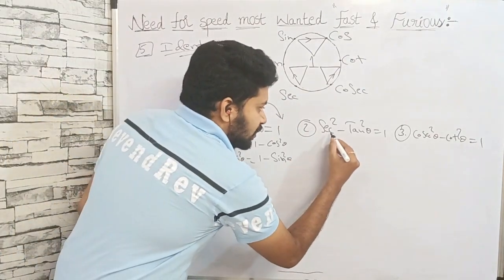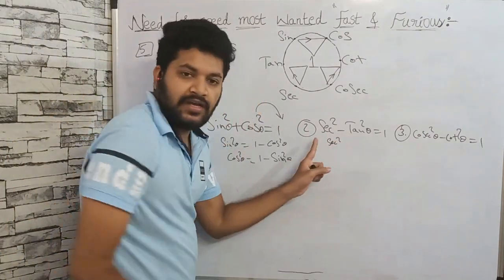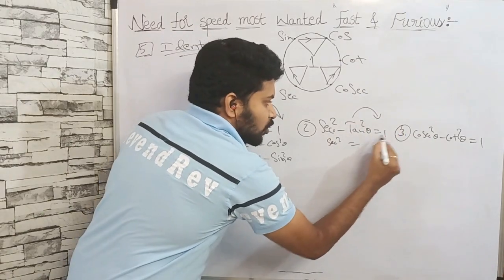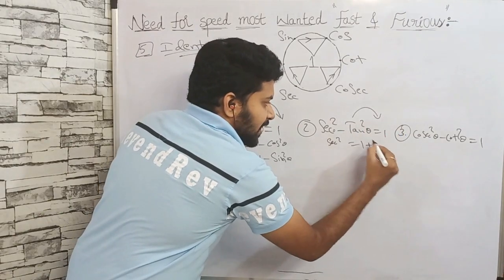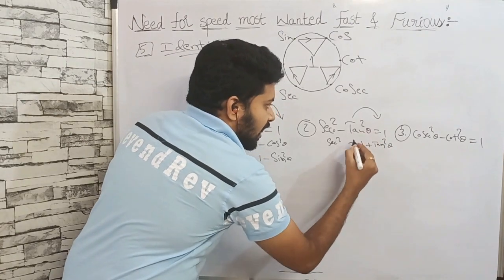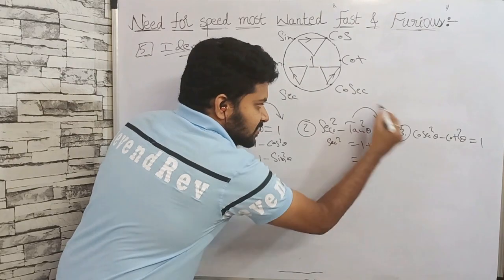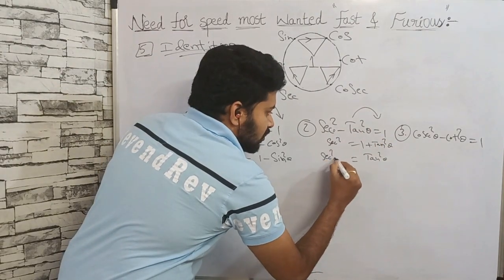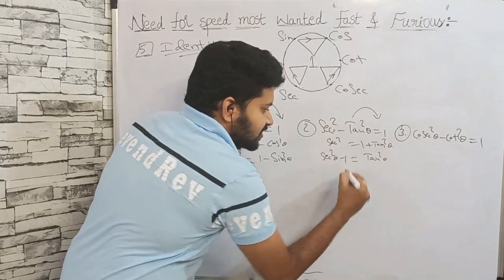See here, I want only secant square. Secant square is only on the left side, and I shift this tan square to the right side: secant square theta is equal to 1 plus tan square theta, since minus becomes plus. I want only tan square: because it is minus, I shift it to the right side, so tan square theta is equal to secant square theta, and 1 comes to the left side, minus 1.